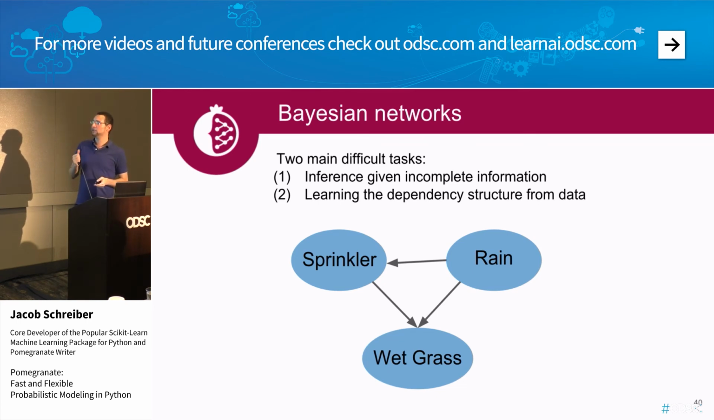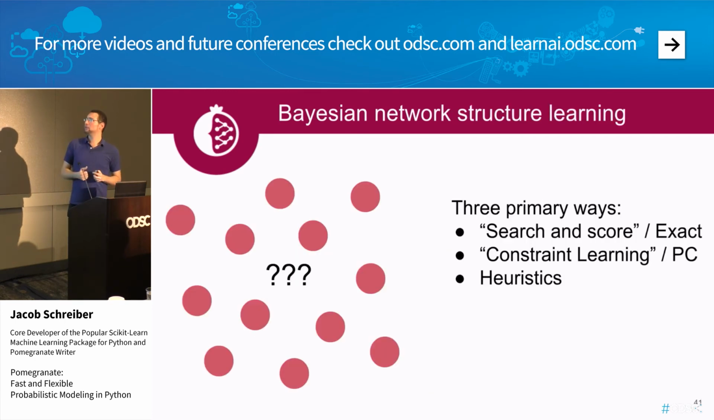The second is learning the dependency structure from data. This is very popular in academic research and when you're trying to build causal models, where what you want to do is learn which variables are related to each other, which ones influence each other. And so I'm going to focus the rest of the talk on that. There are 3 primary ways that you would do structure learning. The first is search and score. What this basically does is you go through all of the possible Bayesian networks, you score them according to some objective function, and you see which one does best.